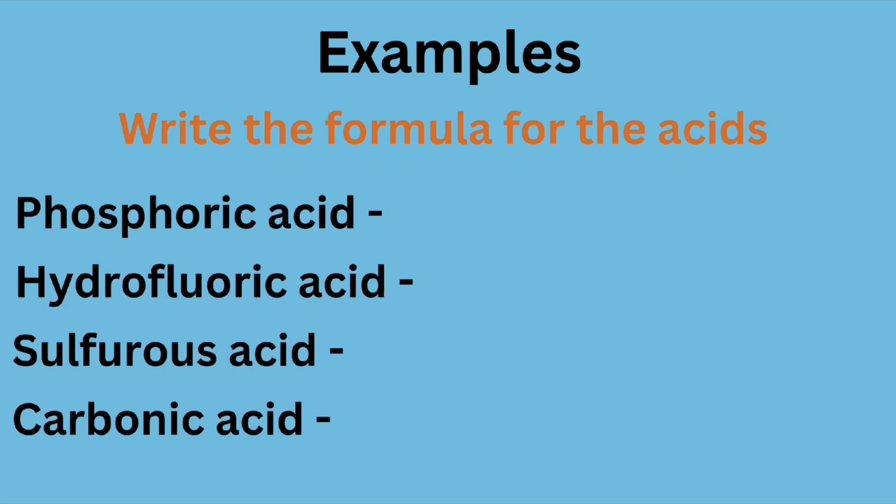Here are a few examples. You're going to look at the name and you're going to write the formula. When you're writing the formula, remember you're going to swap and drop. So you need to know the charge of your anion. That will tell you how many hydrogens you need, and then you will always only have one anion. Go ahead and give it a try.